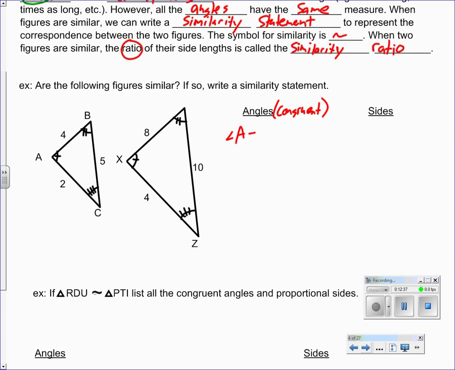I see angle A is congruent to angle X. Angle B is congruent to angle Y. And angle C is congruent to angle Z. So all my angles are congruent. So that's the first piece of similarity. Second piece, I need all the sides to be proportional. Right, so look at the first side.